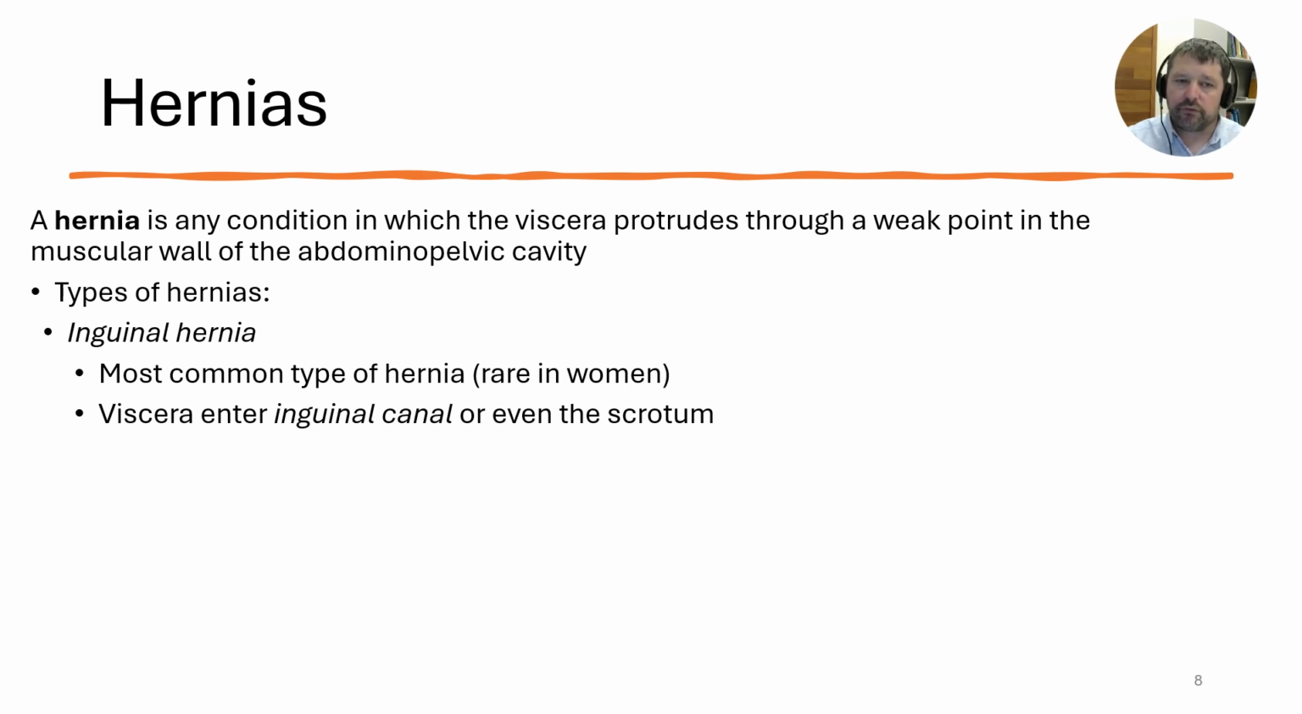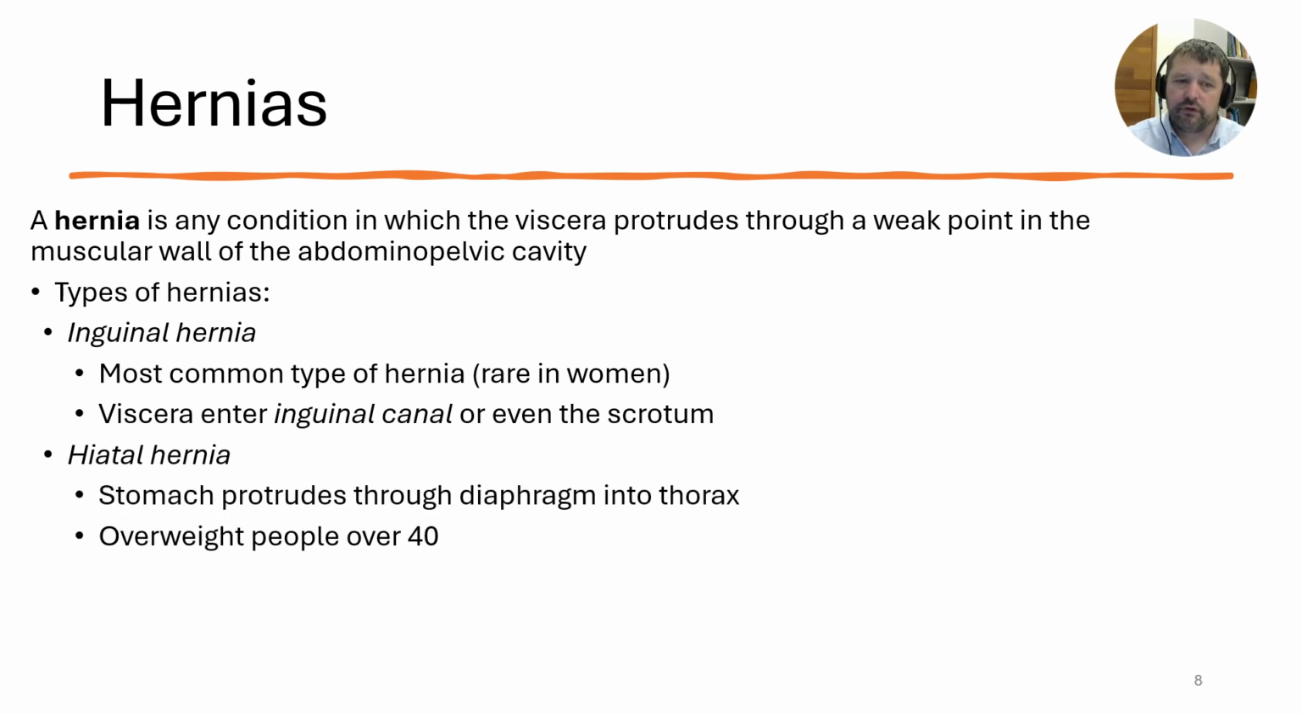So you have an inguinal hernia, which is going to be the viscera, the inguinal canal, or in the region of the scrotum. Okay? It is by far the most common type of hernia because it occurs in regions where the muscle is easily separated, often by injury. And so then you have a hiatal hernia. This is where the stomach is going to protrude through the diaphragm.